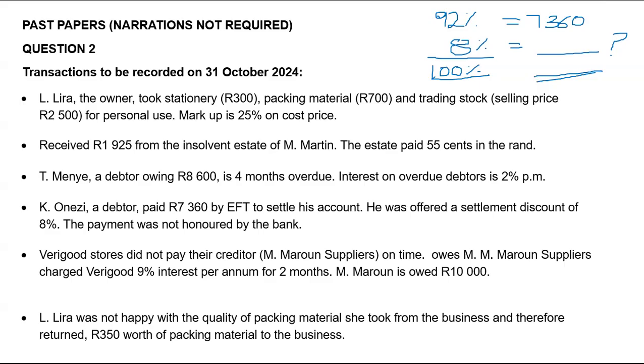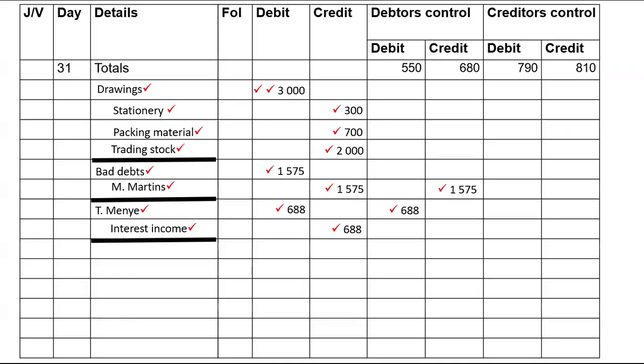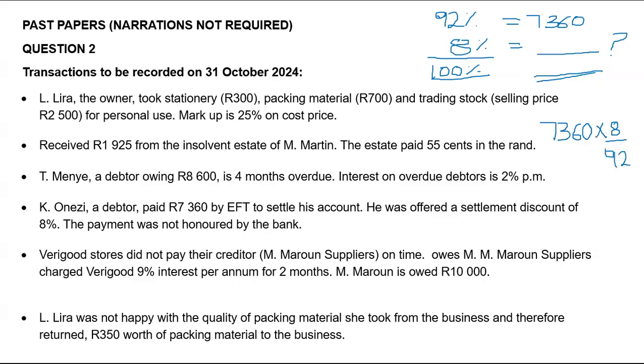So how do we find this 8%, which is the discount? That's what we're looking for. You will take that 7,360. We want 8%, which is the discount. You'll therefore multiply it by 8%. And then you divide by what you have. That 7,360 is the 92%. We therefore divide by 92. This will give you the discount. To cancel the discount, why am I canceling the discount? It's because you were told that the payment was not honored by the bank.